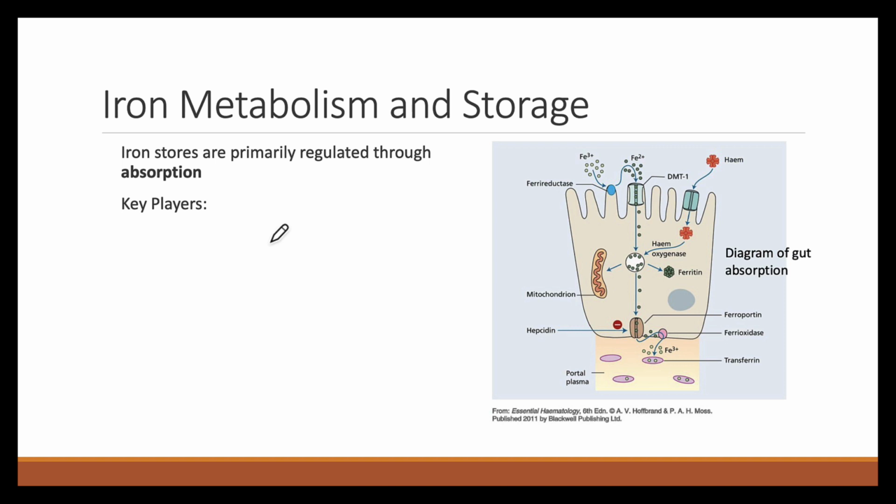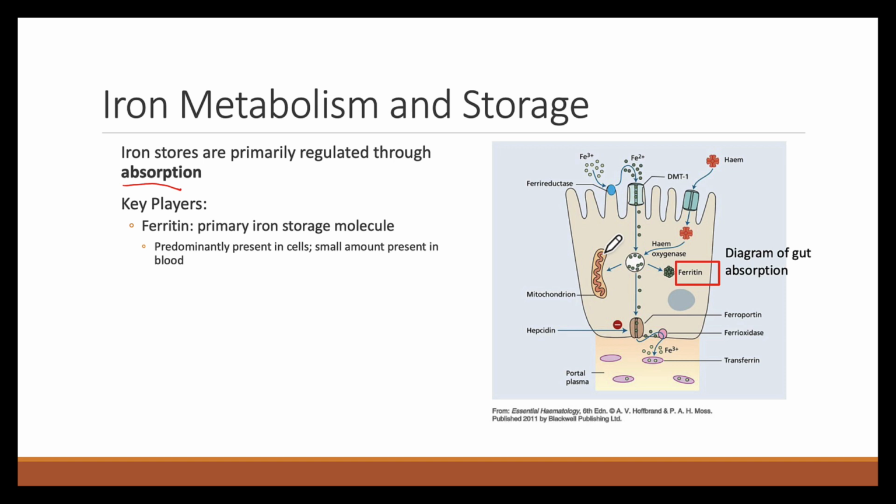Now, what in our body controls the level of iron? Iron stores are primarily regulated through absorption, a phenomenon that's illustrated in the diagram on the right that shows a gut cell. There's a few key players in this process that are good to know, one reason being that these are actually measured in the laboratory. Our first one is ferritin, which is our primary iron storage molecule. It's predominantly present in cells such as liver cells and macrophages, but a small amount is present in the blood, and that's actually what we can measure in the laboratory to get a sense of the patient's iron stores.